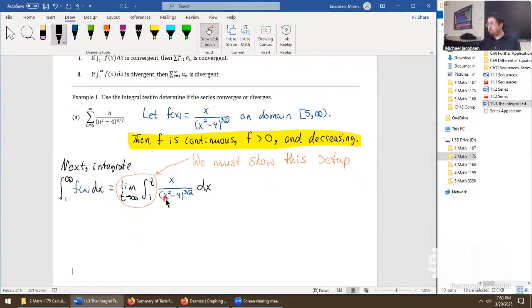At this stage, we're just doing an ordinary integral. It's like we're back in section, what was that, 7.8. How would we do this one? Looks like a good u substitution, right? We have x squared in the denominator, x in the numerator.